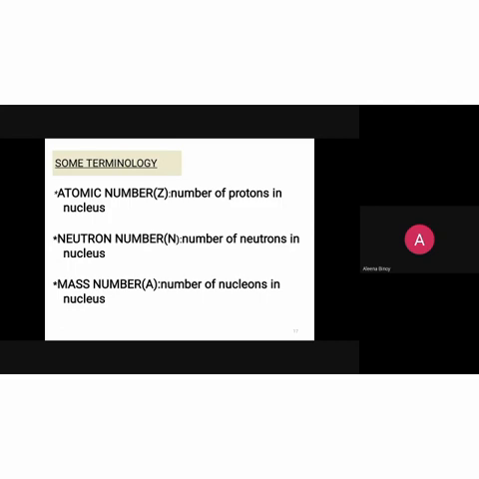The first one is atomic number, represented by the letter Z, which is the number of protons in the nucleus. The second one is neutron number, represented by the letter N, which is the number of neutrons in the nucleus. And the third one is mass number A, which is the number of nucleons in the nucleus. These are some terms that you should keep in mind in order to follow our next sections.